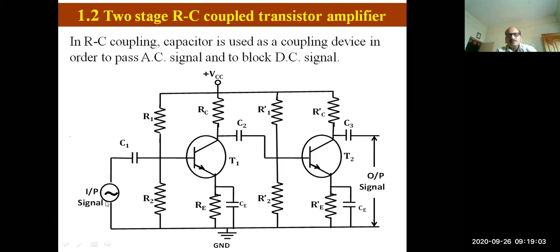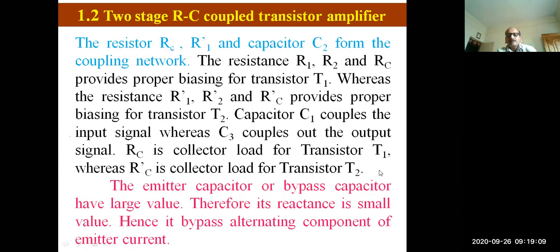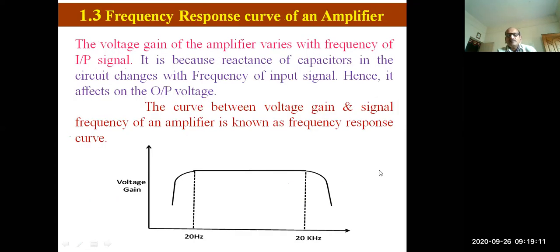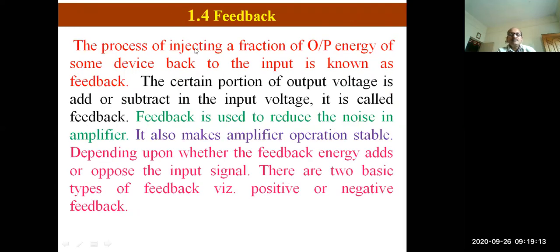According to how much input and how much output, there are two types of feedback: positive feedback and negative feedback. These are the two types of feedback. Here we have to see this. What is meant by feedback? The process of injecting a fraction of output energy of some device back to the input is called a feedback.